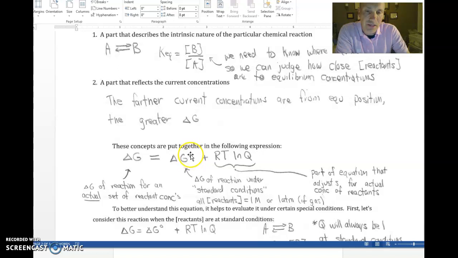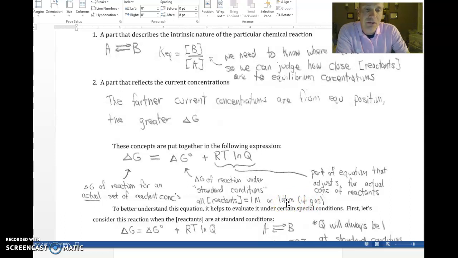This delta G with the degree symbol is called the delta G naught, or the standard state delta G. That is the delta G of the reaction under what are considered standard conditions. What is meant by standard conditions is a situation where the concentration of all reactants is 1 molar, or if we're talking about gases, all the gases would be at 1 atmosphere of partial pressure.